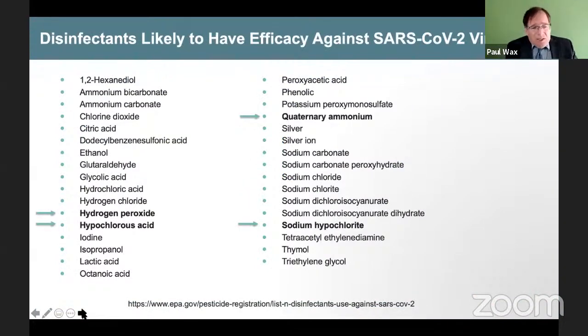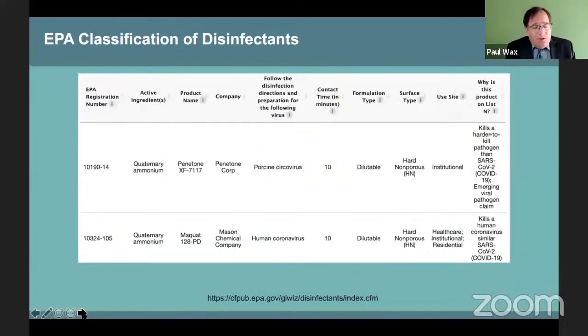So this is a list of some of these disinfectants that are effective against SARS-CoV-2 virus. And as described, we're going to highlight a few of them today: the quaternary ammonium compounds, sodium hypochlorite, and hydrogen peroxide. Next slide. Now, if you use this website, you can drill down, and it provides more information about each one of these various disinfectants, including the active ingredients, the contact time that's recommended, 10 minutes in these two cases, the formulation type, and also the use site.